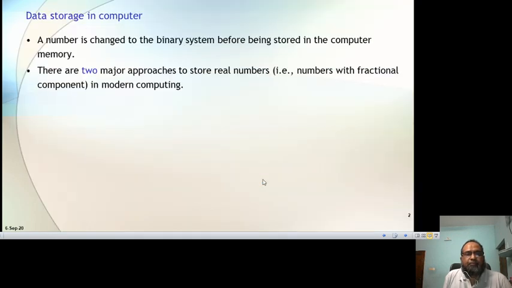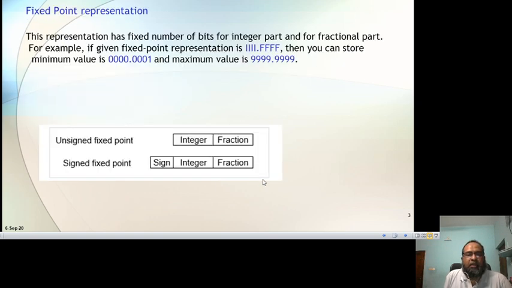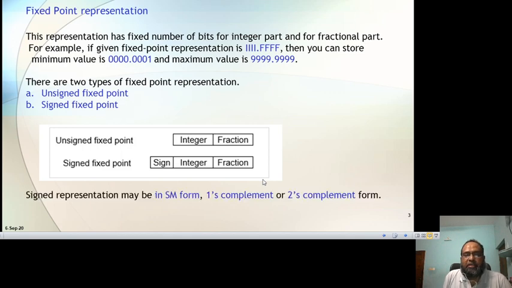So there are two types of storage of real numbers, that is one by fixed point and another is floating point representation. Fixed point means the numbers are fixed, okay. So two types are there, unsigned fixed point as well as signed fixed point. Where unsigned we have integer and fraction, but in signed fixed point we are having a sign as the first bit, then there is integer as well as fraction. So we will see a certain example. Normally these numbers are stored either in sign magnitude form, already we have covered, or in 1's complement or 2's complement form.